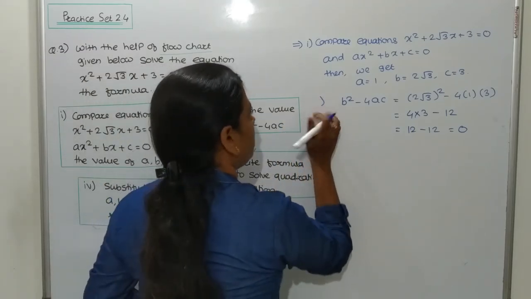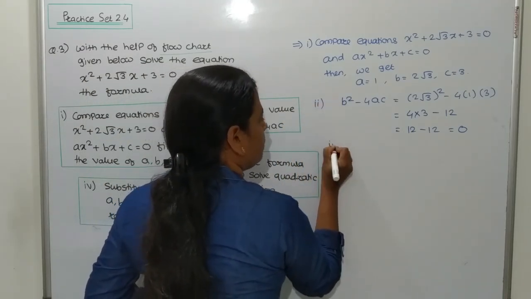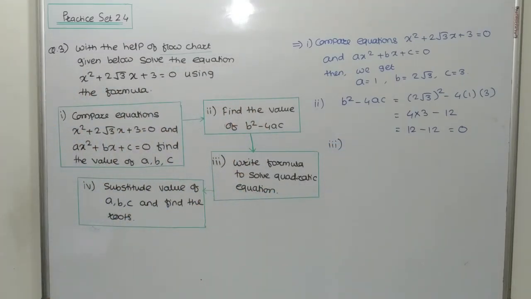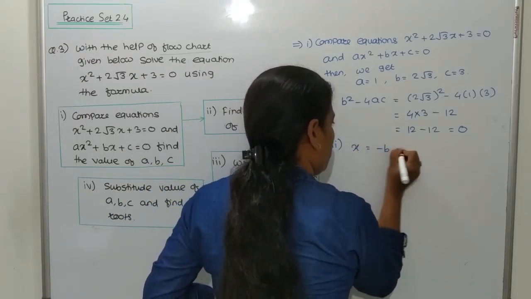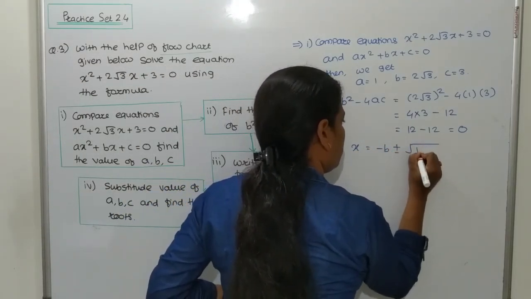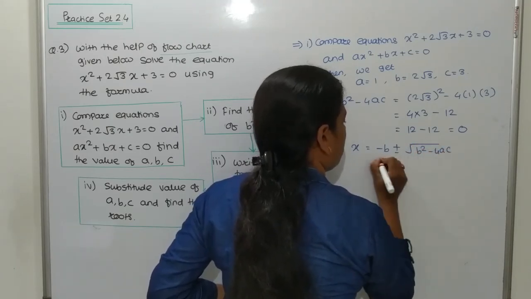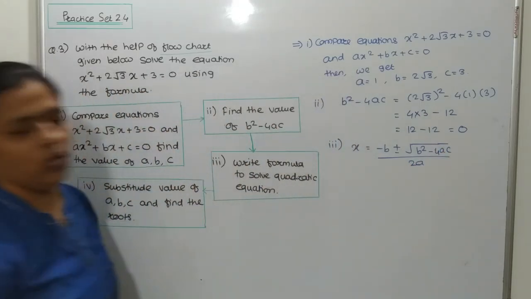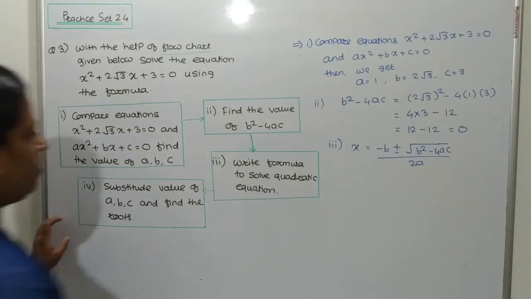Now step number 3. Write the formula to solve the quadratic equation. So what is the formula here? x is equal to minus b plus minus root of b square minus 4ac upon 2a. Now this one is your third step. Now the fourth one.